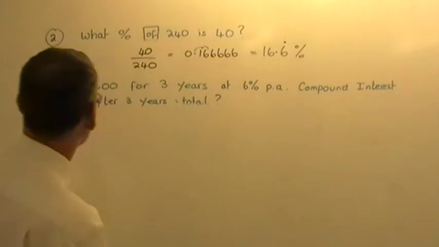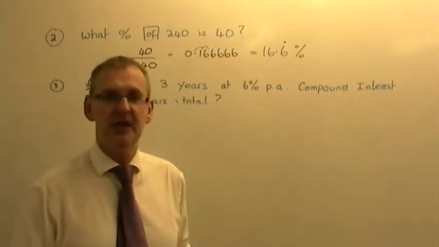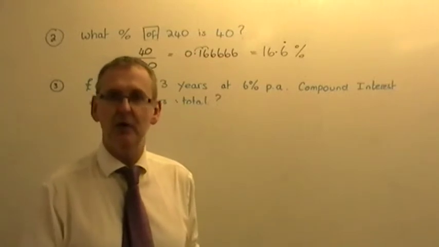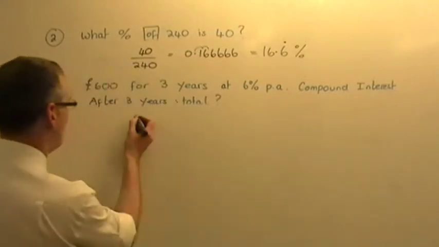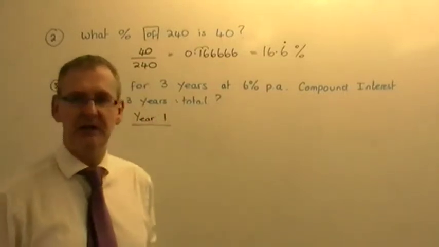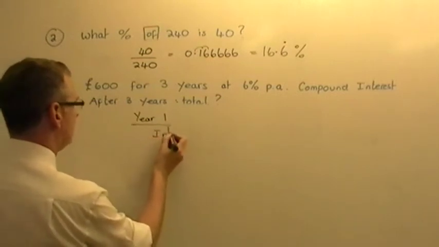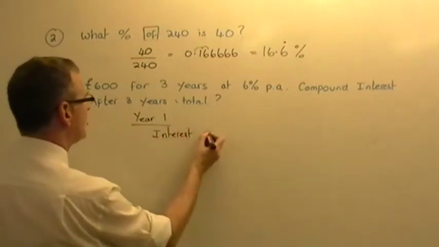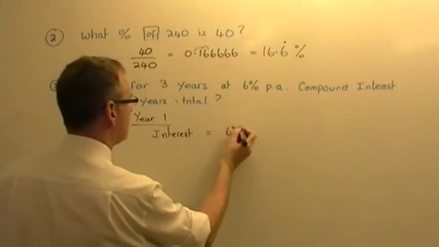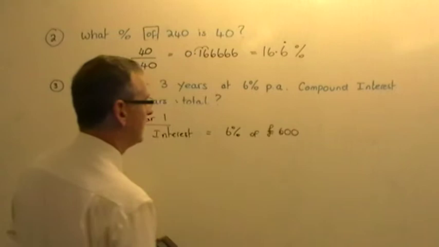Okay, there's number one. Number two, we've got a compound interest question, which is a percentage question. There's a slow way, there's an easy, quick way. Let's do the slow way. The slow way is to realise that you need to do a year 1, year 2, year 3 calculation. Year 1, you are getting interest given to you by the bank. The interest will be 6% of £600 for the first year.